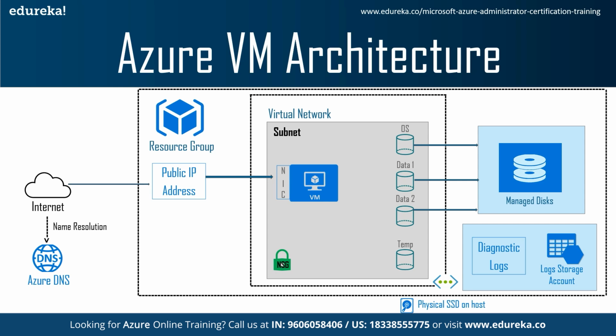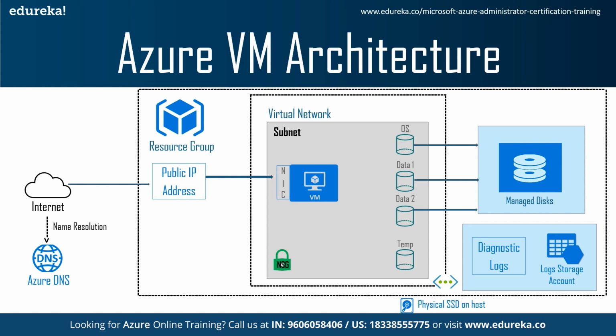Then there is the network. The networking components include the following resources. First, the virtual network. Every virtual machine is deployed into a virtual network that can be segmented into multiple subnets. Then there is the network interface, in short, the NIC. The NIC enables the virtual machine to communicate with the virtual network. If you need multiple NICs for your VM, be aware that the maximum number of NICs is defined for each virtual machine size.